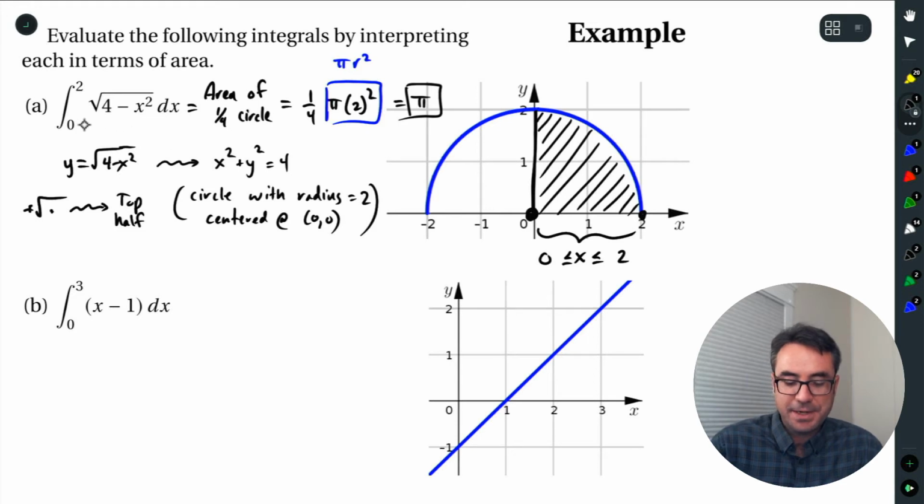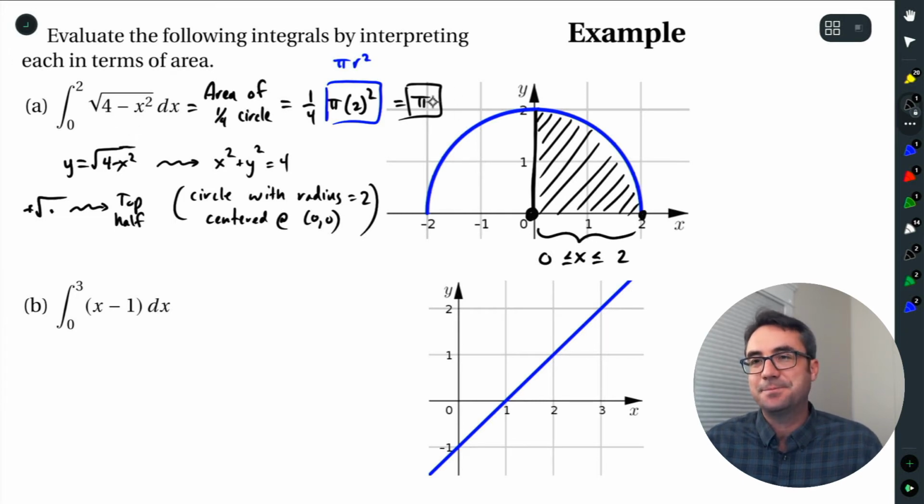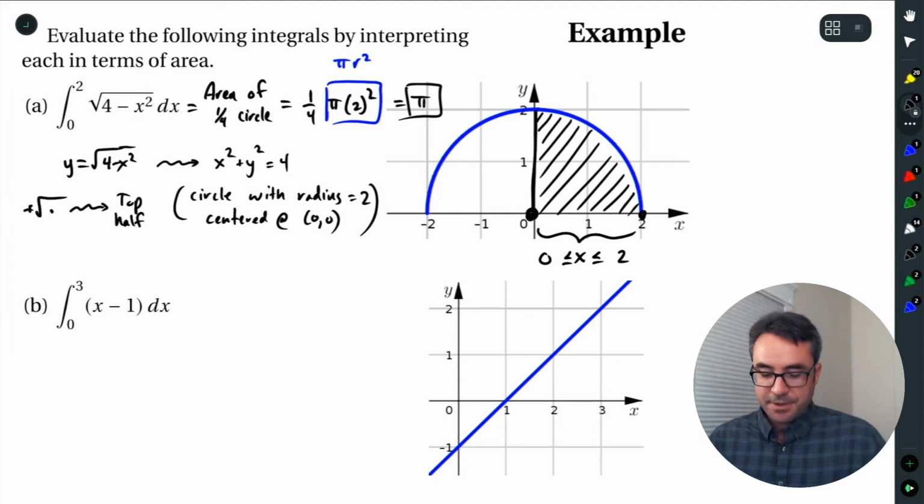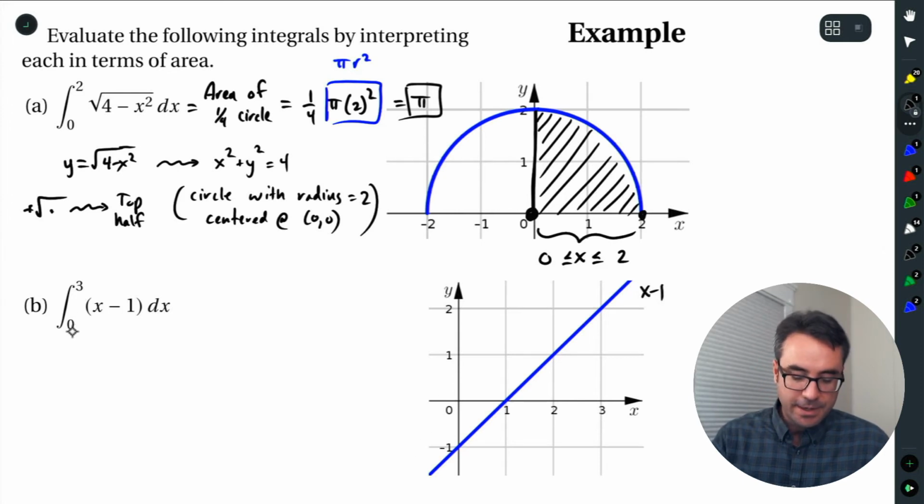All right, so we can calculate this definite integral. We didn't have to do any antiderivatives, so kind of lucky. We could just interpret it as an area. Let's try another one of these. Let's look at this integral of x minus 1 from 0 to 3. And we want to interpret this integral in terms of area. So we have our function graphed. This is the graph of x minus 1, so it's just a line. And we look at our definite integral.